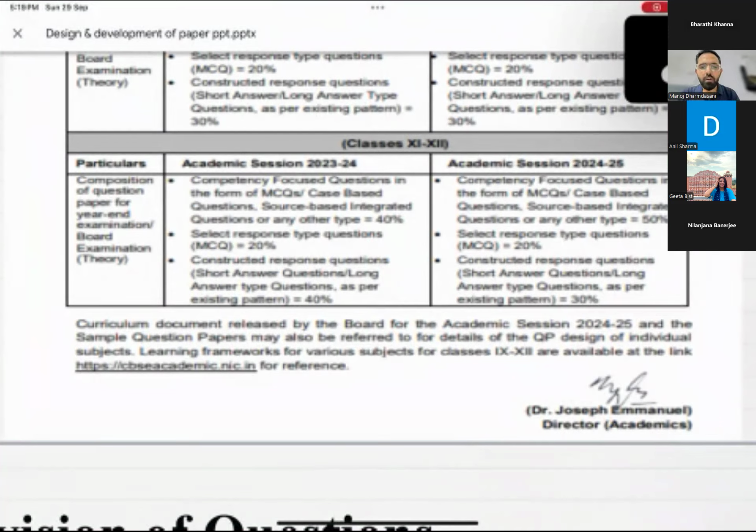Earlier the competency-based questions percentage was 40%. Now it has been increased to 50%. We are going to discuss how this 10% is going to affect the overall question paper. Next, in last year's category, the selective response question, known as SRQ, was 20% only, and this time also it is 20%. It has not changed, but it is going to change the criteria of competency-based questions. I am going to give you an overview of this in a while.